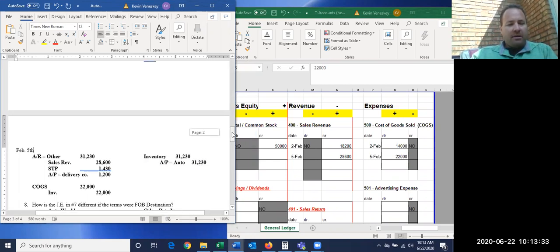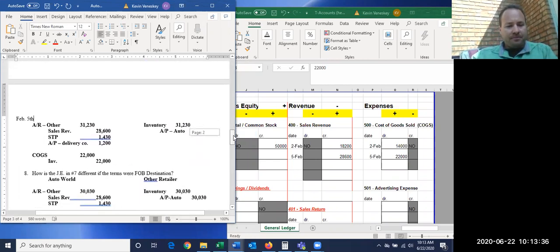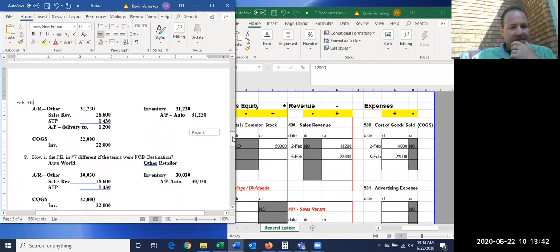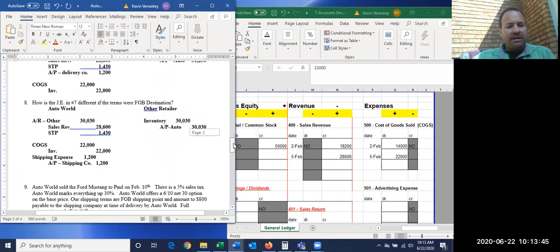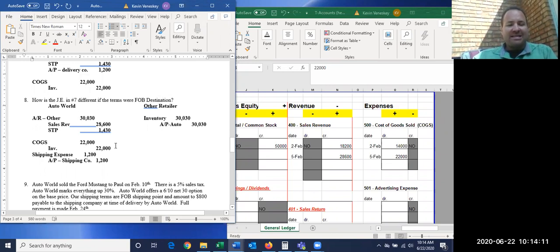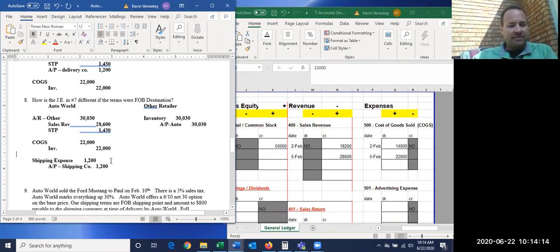Now, the only way that number 8 is now different. I'm showing you this, I'm not actually paying it off. What I'm doing is on number 8, how this one is now different is when the terms are now FOB destination. FOB destination, remember the term, let's think of it as free to the buyer. Shipping is free to the buyer all the way until it gets to their store, so they don't have to pay anything. That means it's on me as the seller, the cost.